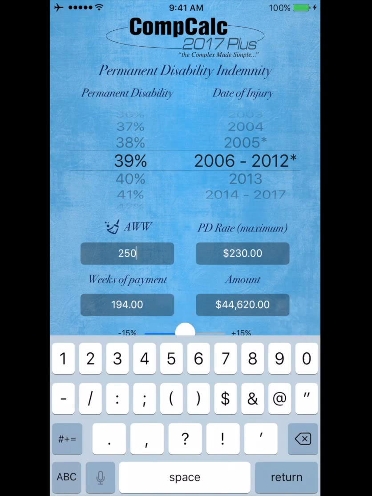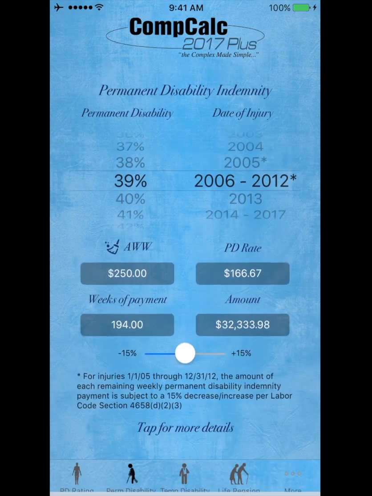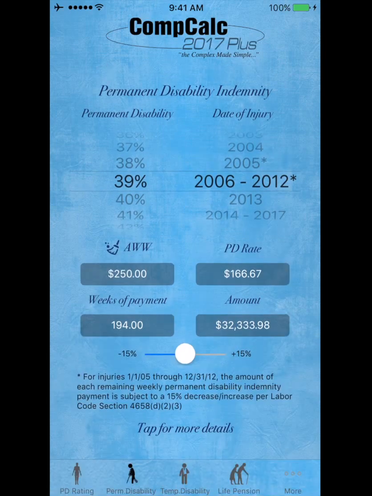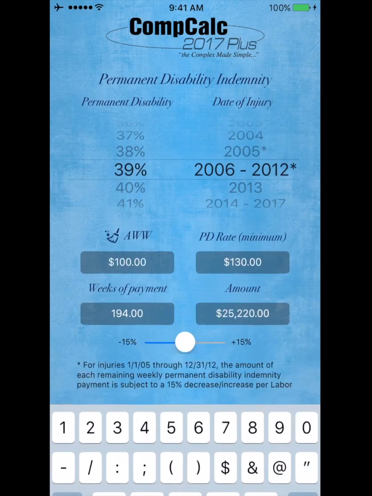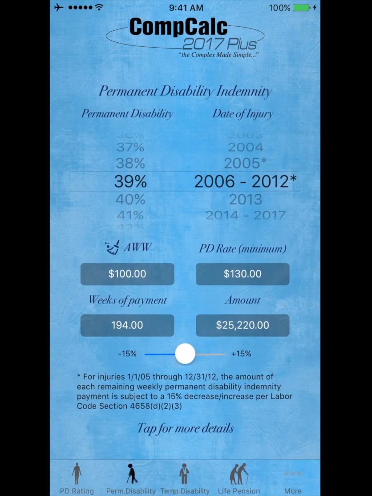Now, I'm inputting a different average weekly wage, and I want you to be aware of what happens here. I go ahead and tap on the screen. Now it's just recalculated my PD rate. Instead of saying PD rate maximum, it says just PD rate, and it calculates the entire amount for me. Let's say he only makes $100. I'm going to hit return. Now it automatically gives me the PD rate at a minimum rate, and it gives me the PD rate flat, but I can adjust that to increase it by 15%, and it gives me my full calculation.